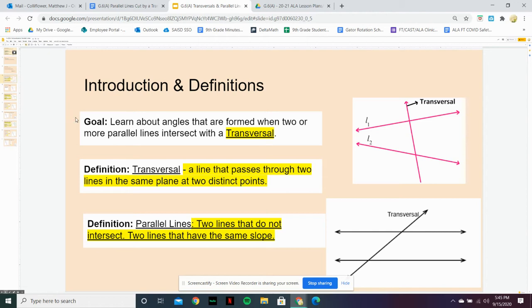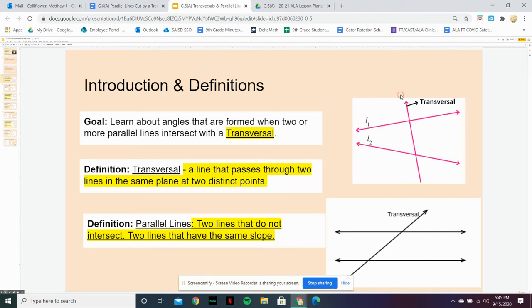Now, what is a transversal? Well, here is the transversal definition. A transversal is a line that passes through two lines in the same plane at two distinct points.